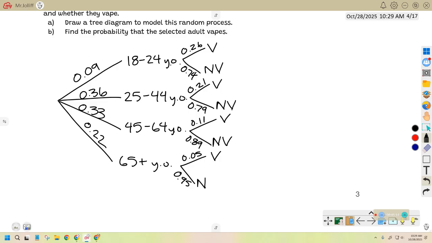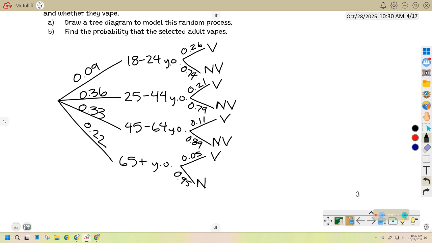The nice thing about this tree diagram is now that it's set up, if I want the probability that a randomly selected 18 to 24-year-old vapes, I just follow that branch and multiply the numbers, 0.09 times 0.26. I want the probability that a 45 to 64-year-old does not vape. I follow the 45 to 64 not vape, 0.33 times 0.89. I multiply down the branches that correspond with the outcome I'm interested in, which is nice.